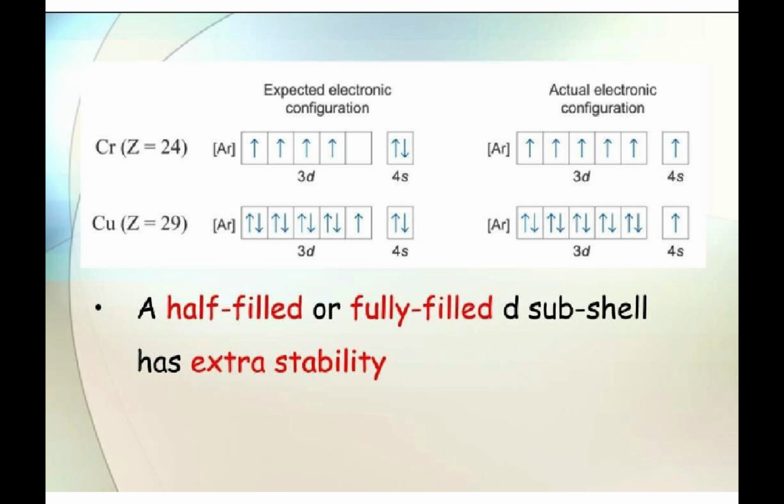And for copper with atomic number 29, the 3d orbitals have, for the first 4 places, one pair of electrons, that is 2 electrons each, and the last orbital has only 1 electron, and 4s has 2 electrons. But what is the actual electronic configuration? The 3d is fully filled with 2 electrons each, with only 1 electron in 4s. Again, one important point is that a half filled or fully filled d subshell has extra stability, and will be more stable in configuration.